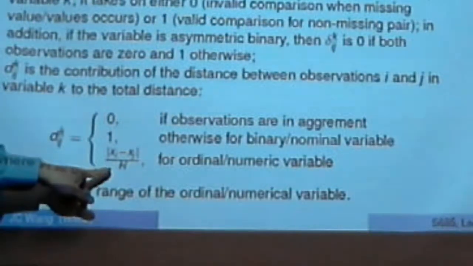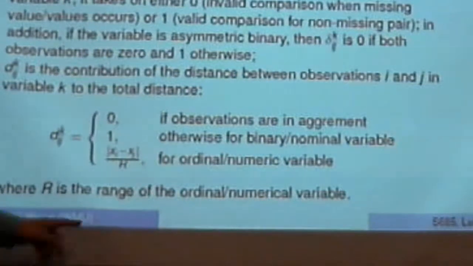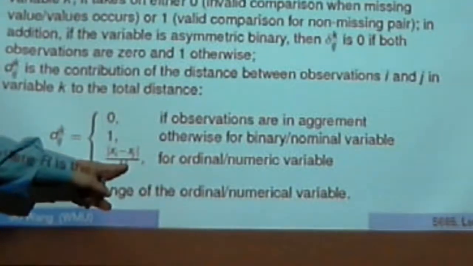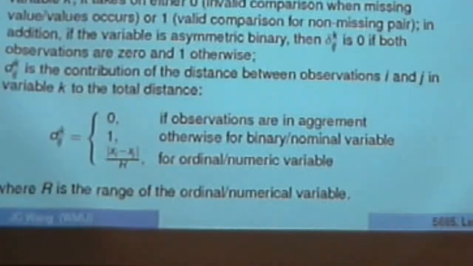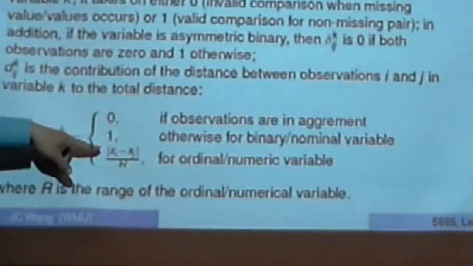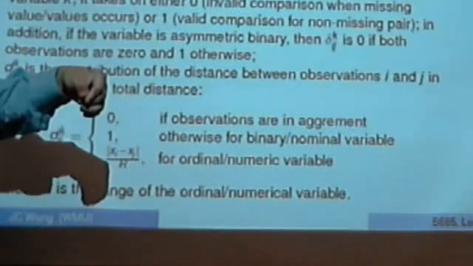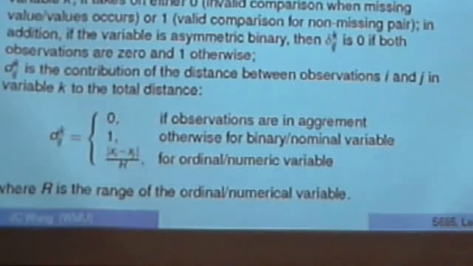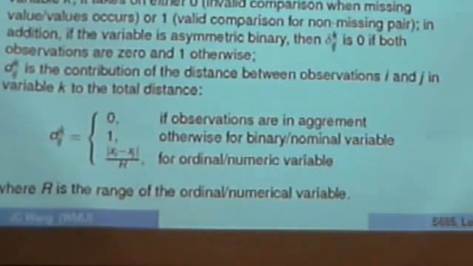And the denominator will be the range of the ordinal or numerical variables. Of course, for an ordinal variable, the range is simply the number of levels, k. And now this will be the unsigned difference between these two objects. Suppose now in pair i and j, one is from level 3, the other from level 5, and this is out of 10 levels of ordinal data, then the result will be 2 out of 10. So the distance is 0.2.